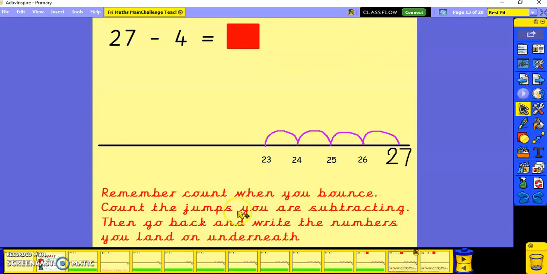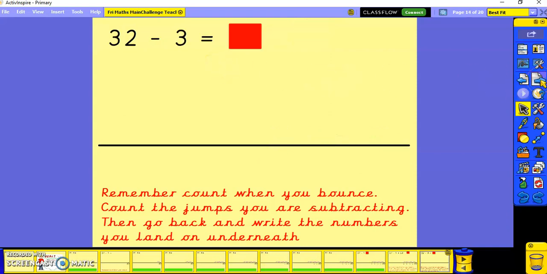So remember to count when you bounce, count the jumps that you are subtracting, and then go back and write the numbers that you land on underneath. So 27 take away 4 equals 23.